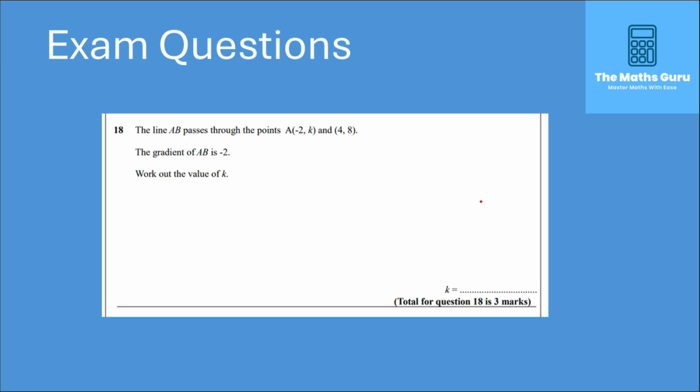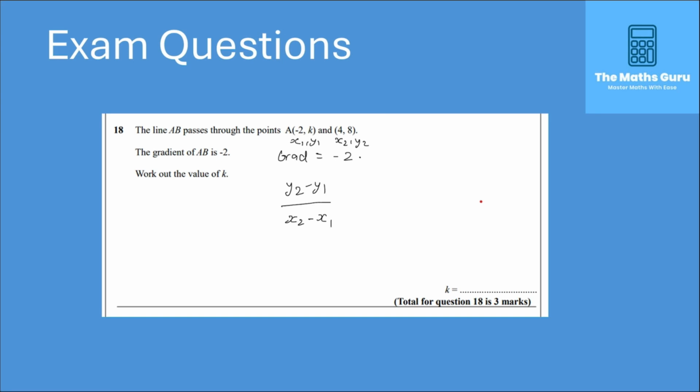Moving on to the final question, the line AB passes through 2 points, A minus 2, k and 4, 8. The gradient of AB is minus 2. Now remember, we attempted a similar question to this in our revision video, so please check that out. So first we start by labeling our coordinates x1, y1, x2, y2. Using our formula, we say y2 minus y1 over x2 minus x1.